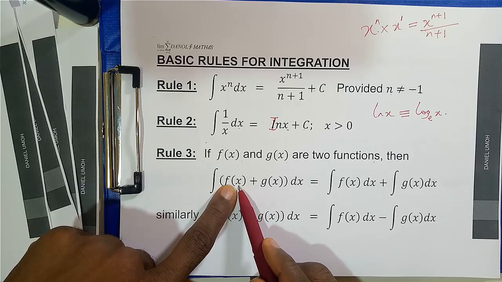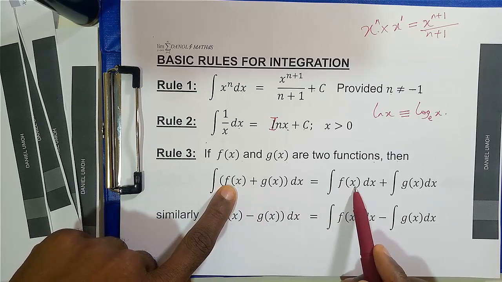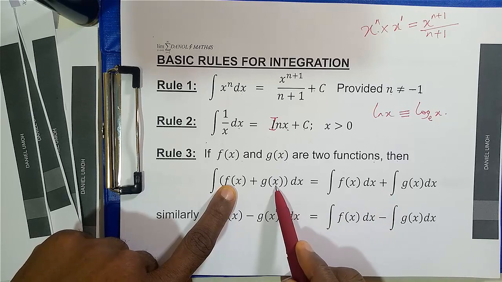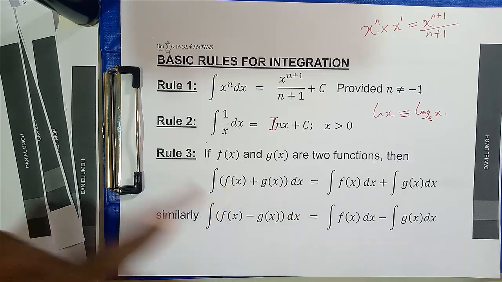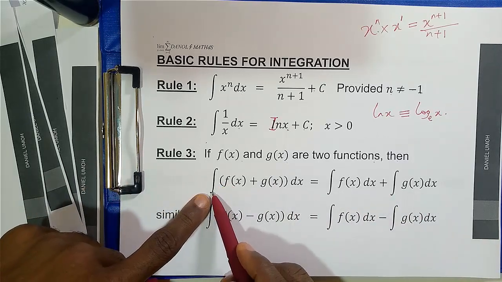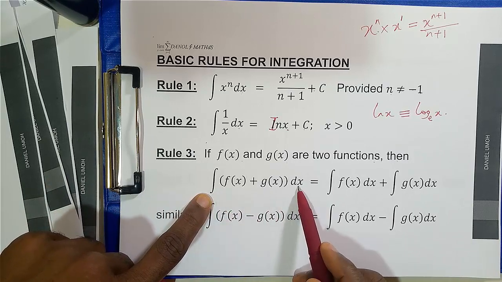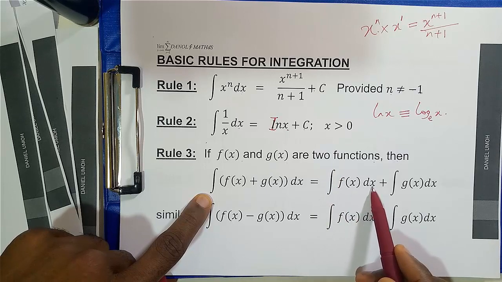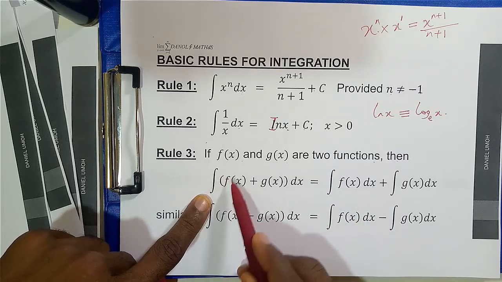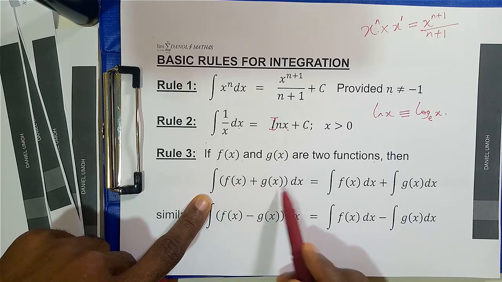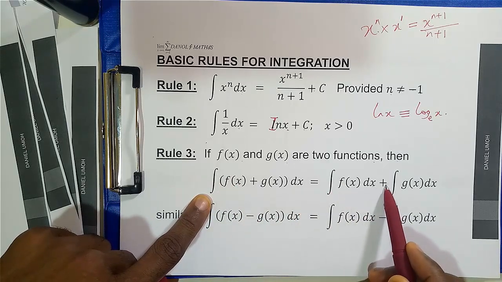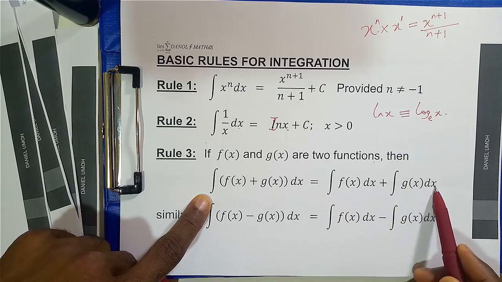First, you take the first one, integral f of x dx plus integral g of x dx. Remember I told you that this is like the opening of a bracket and this is like the closure of a bracket. So whenever you put an integral sign, there must be a dx to close it. So we take them term by term. Integral of f of x plus g of x dx is equal to integral f of x dx plus integral g of x dx.